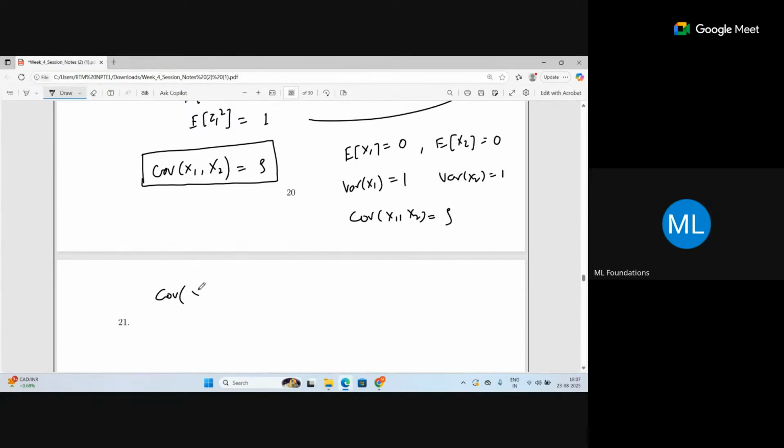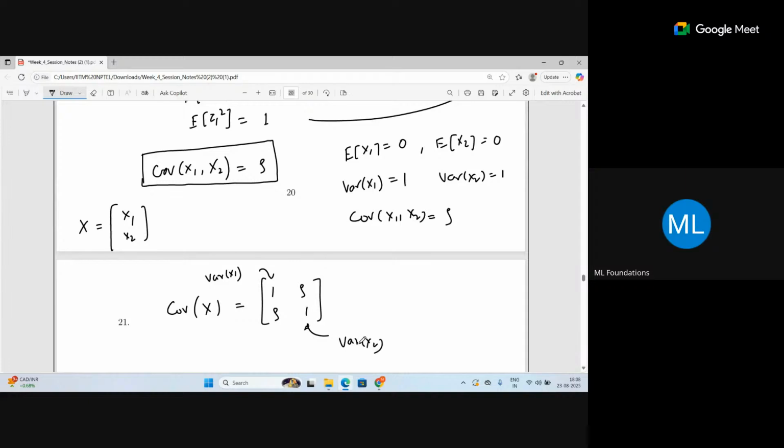Fine. If I wanted to formulate a covariance matrix from this, what will that be? Let's say covariance of x. What is x? X is a vector which is x1 and x2. So covariance of x is equal to 1, rho, rho, 1. This is the variance of x1, this is the variance of x2, and this is the covariance between x1 and x2.